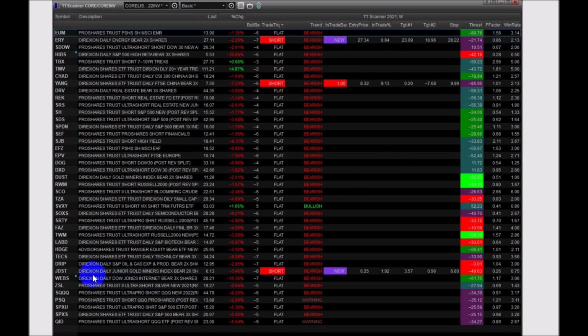We have a new trigger down here in JDST. Gold miners, new trigger, 0.26 and 7.5. Very weak profit factor and win ratio. This should probably be no more than a 10 or 20, maybe max 25% position, simply because we have downward thrusting. We're up 1.92%, but we don't have a huge win rate and profit factor on this one.